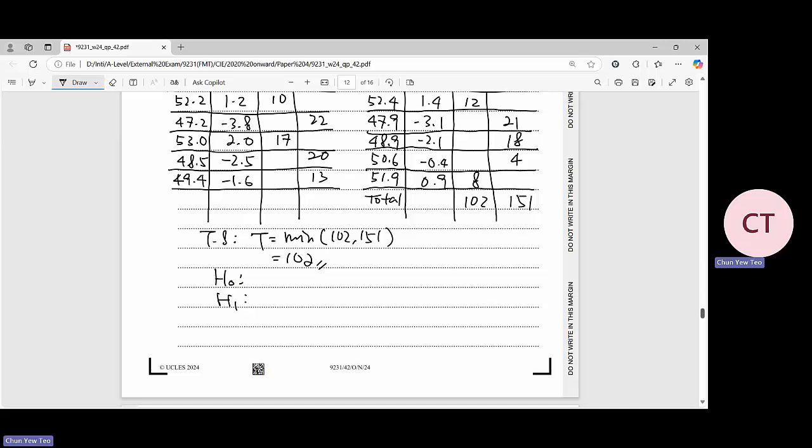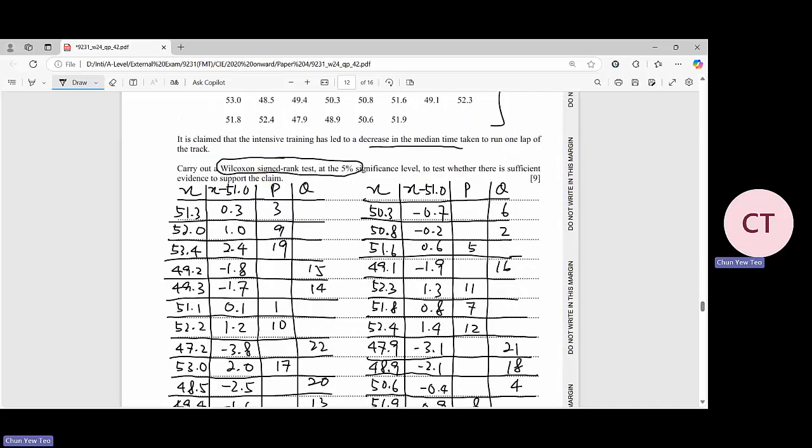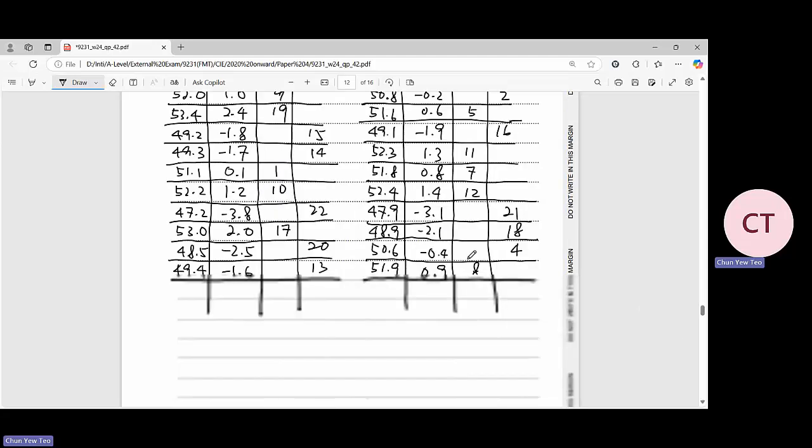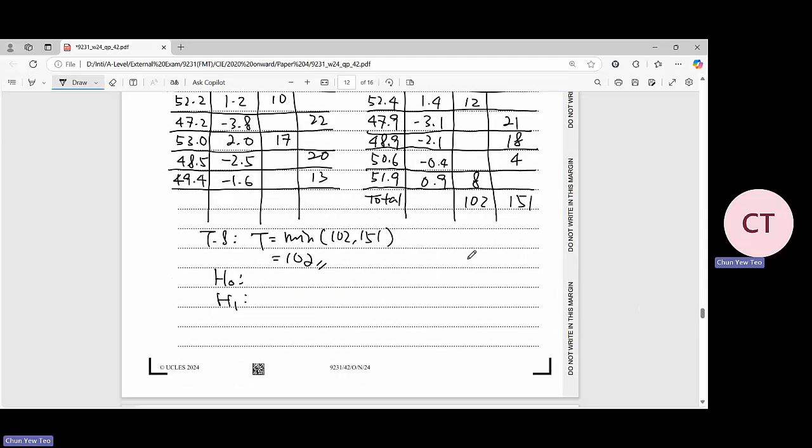Okay, so we build the null hypothesis and alternative hypothesis. They want to check the claim that there is a decrease in the median time. So the null hypothesis is that there is no decrease of the median time. The median time still remains as 51.0 seconds, versus the alternative that there is a decrease, less than 51.0 seconds. Okay, so this is the left tail.